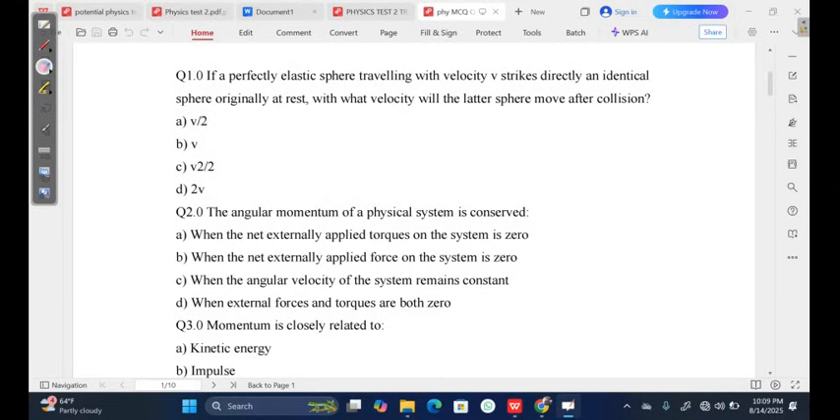So now here we want to conserve, meaning the torque on the system has to be 0. Okay, so the best option is A. When the net externally applied torque on the system is 0, then it's going to be conserved. If the torque acting on the system is 0, the angular momentum is going to remain constant, meaning it's going to be conserved. So the best option here is A.